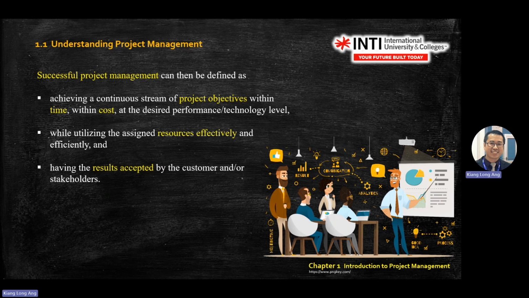Successful, in short, means that you are achieving what the customer wants. So you're meeting the project objective within the time, cost, and at the desired performance or technology level. It means you optimize your resources to achieve the project's objective within the time and cost. So in project management, you talk about money, you talk about time, and you talk about equipment. These 3 things, or resources, or human also can.